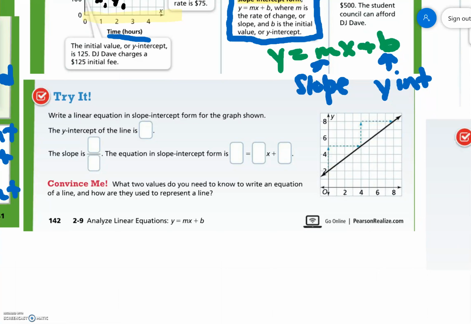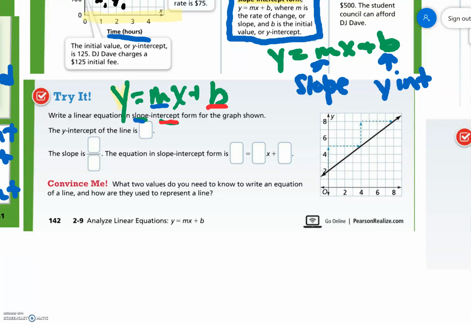Let's try it. Write a linear equation in slope-intercept form. Slope-intercept form, all that means is y equals mx plus b. It's called slope-intercept because we have the slope, the m, and we have the intercept, the b.